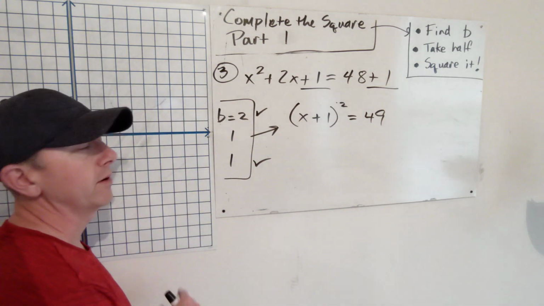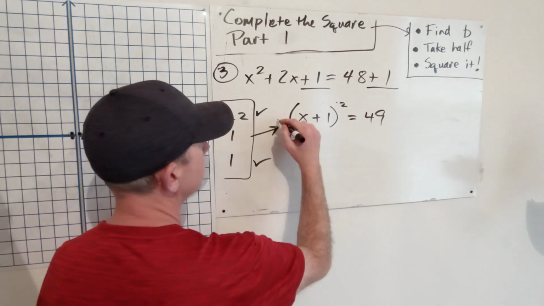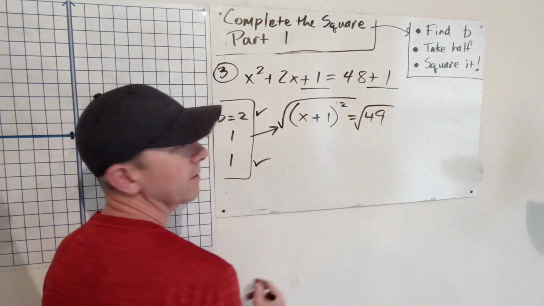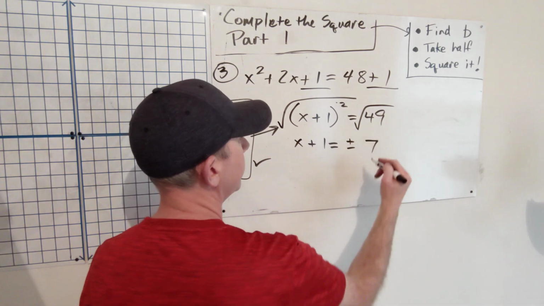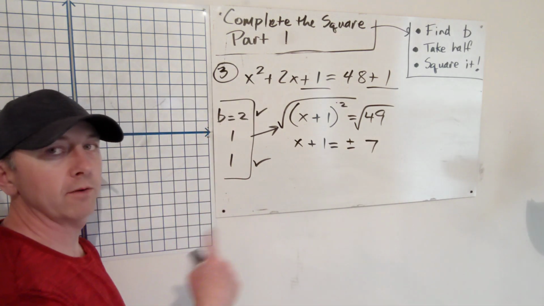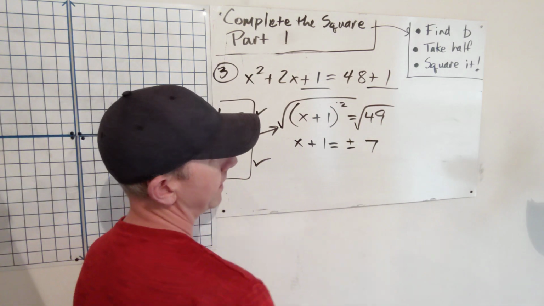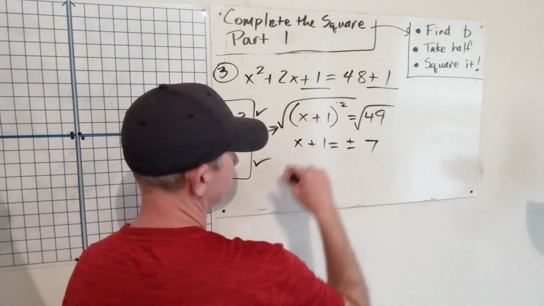That's all the completing the square part. Now we're going to solve by square roots, essentially, by taking the square root of both sides. We get x plus 1 equals plus and minus 7 this time. Okay, tomorrow, or in the next notes, we'll look at what happens when that's not a perfect square. But for today, you're going to see some perfect squares.